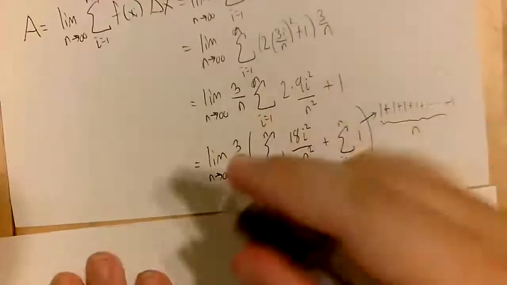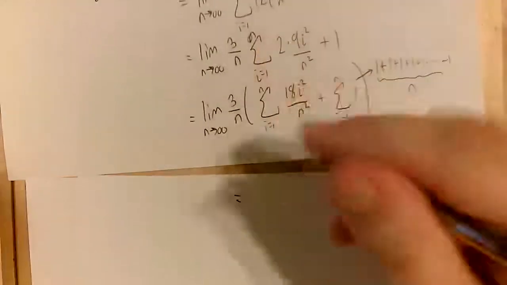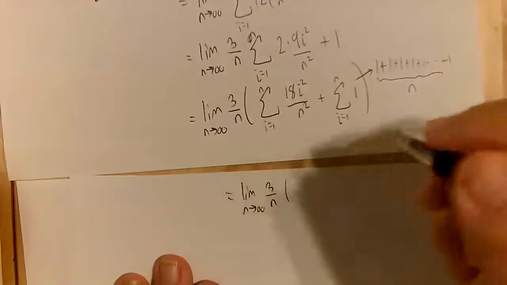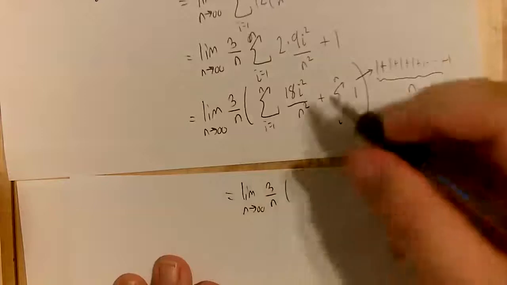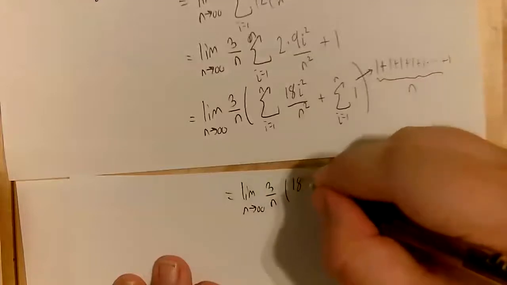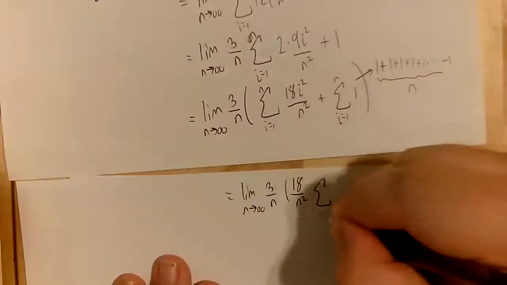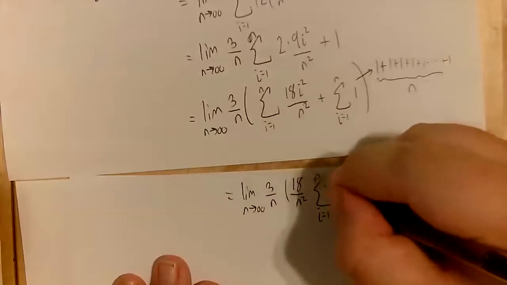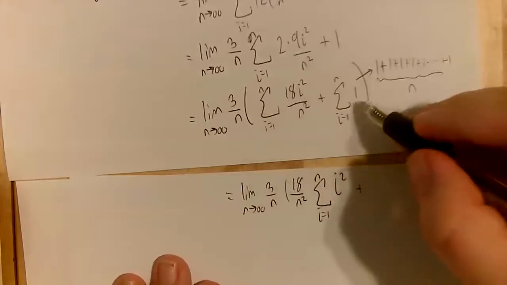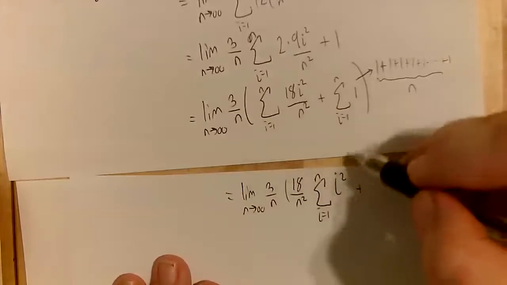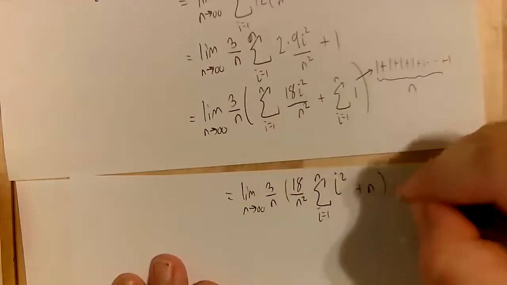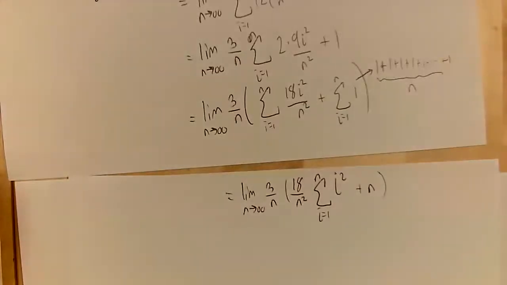So we have the limit as n goes to infinity of 3 over n. And then I'm also going to move the 18 over n squared out of here. And we have the sum from i equals 1 to n of i squared. And then this, we said earlier, was an n. All right. There we go.